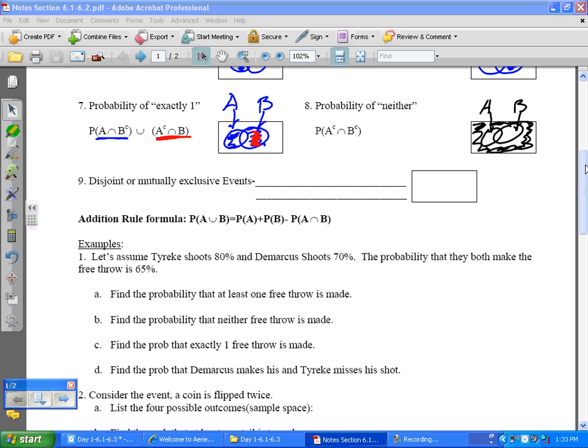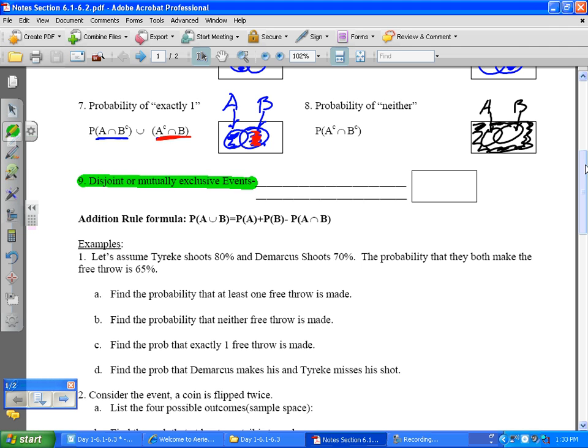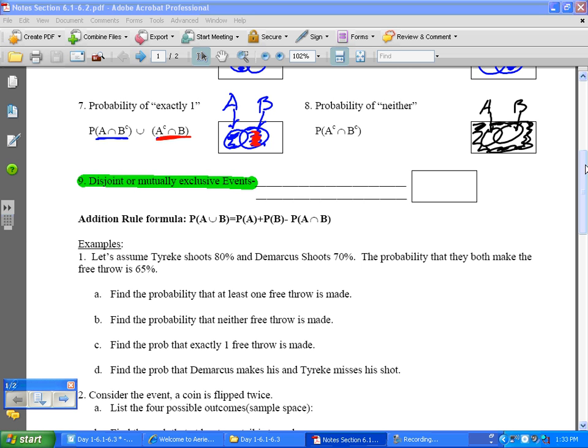Right here. Disjoint or mutually exclusive events. Disjoint or mutually exclusive. I probably want to write it down. Some of you guys may have had the picture correctly. Disjoint or mutually exclusive. They don't touch. Disjoint or mutually exclusive events are two events that don't touch. There's no intersection.